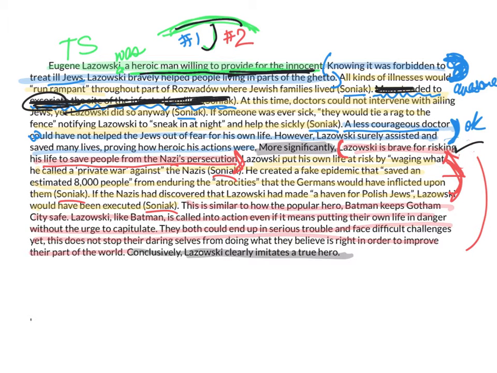So, do each of those sentences prove that he is risking his life to challenge the Nazis? Well, does your first one prove that? That he waged what he called a private war? Yep. How about the second one? That he created a fake epidemic that saved 8,000 people from Nazi atrocities? Yep. And the third one, if the Nazis had discovered him, that he would have been executed? Yep. Each of those does a great job of proving that he is risking his life. So again, just like before, the evidence is awesome.